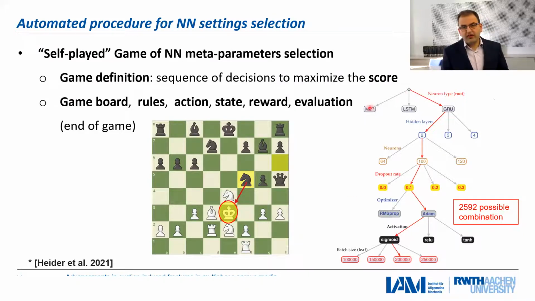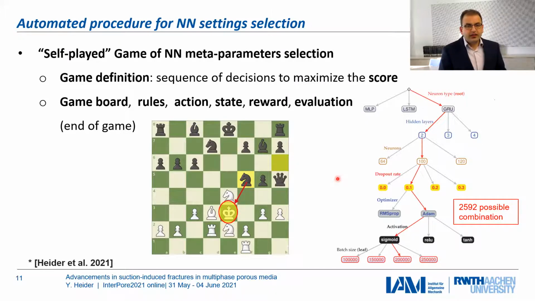And here the rule is that we have to select one of these options from each subset. So we have to select only one neuron type. We can select only a specific number of hidden layers and so on. And the action is one selection. The state is the state of this game after carrying out this selection. Reward: you have the final reward, which in chess would be win or lose. And here the final reward is the accuracy of the prediction. And there are also intermediate rewards. This evaluation is carried out at the end of the game in chess, and here at the end of each selection.